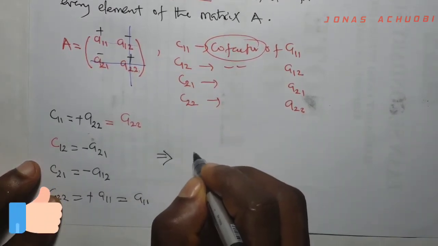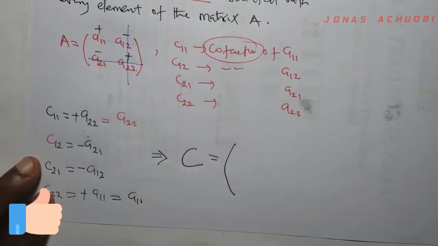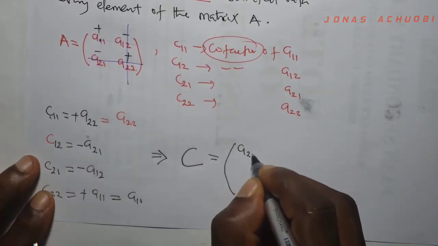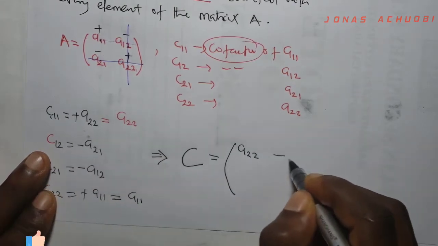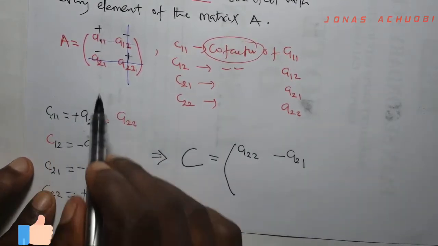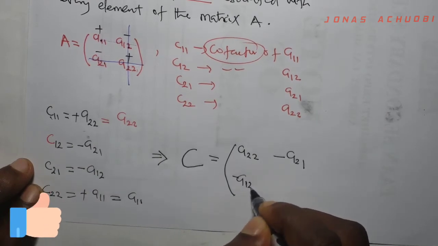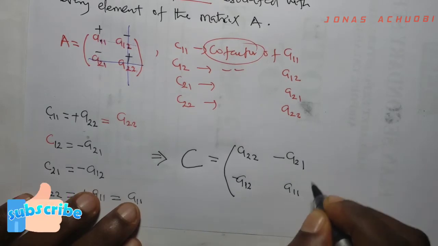I want to denote that matrix with capital letter C. Okay. That will be what? Now, what's the cofactor of A11? C11, which is A22. What's the cofactor of A12, which is C12? That is negative A21. Cofactor of A21, which is C21, is negative A12, and the cofactor of A22 is A11.